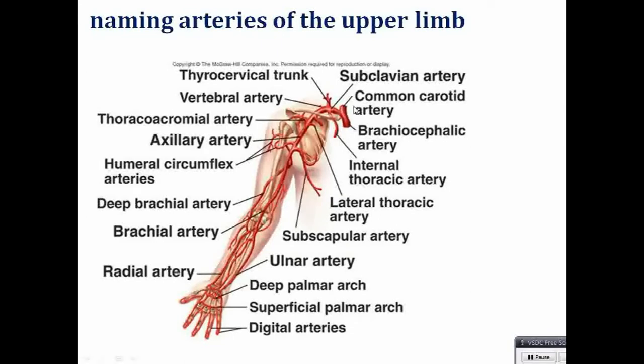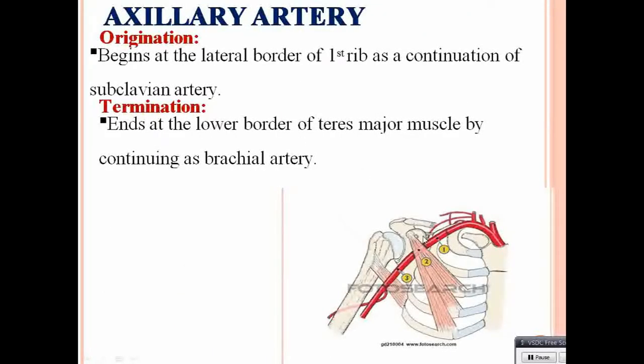So the artery that is supplying the upper limb is the subclavian artery and its continuation. The axillary artery is a continuation of the subclavian artery beyond the lateral border of the first rib, and it extends up to the lower border of the teres major muscle. From that area it continues as the brachial artery. So the subclavian artery continues as the axillary artery in the axilla. Axilla is the armpit region, then it continues as the brachial artery.